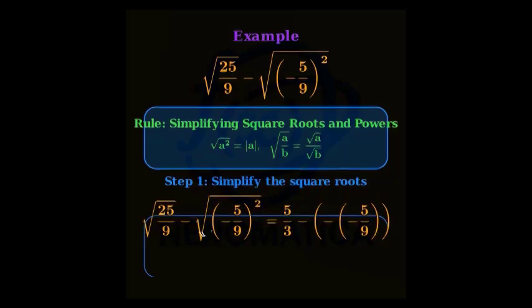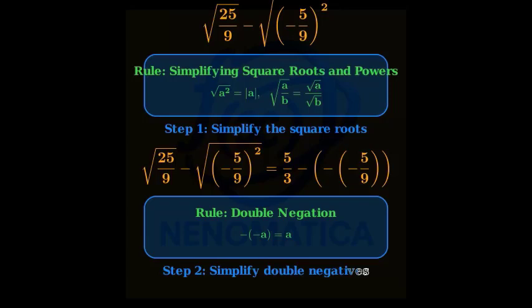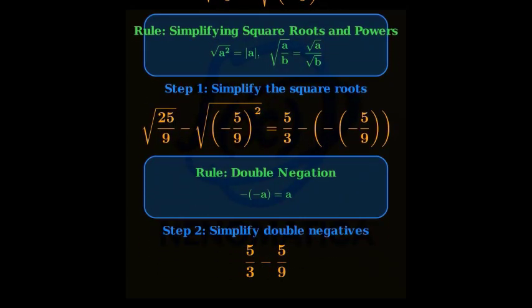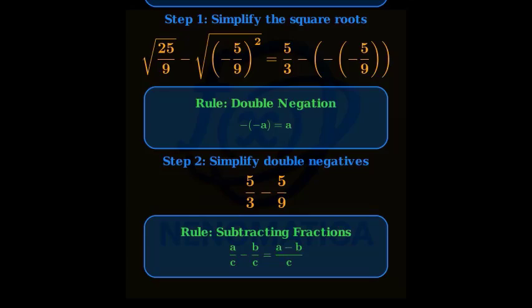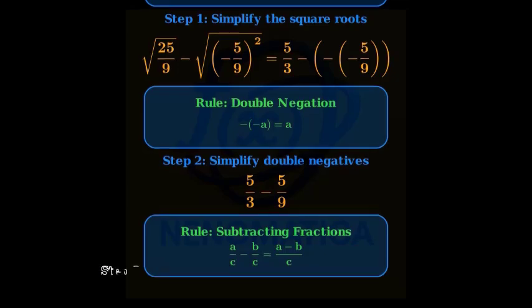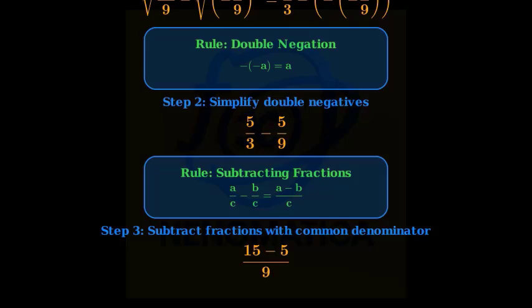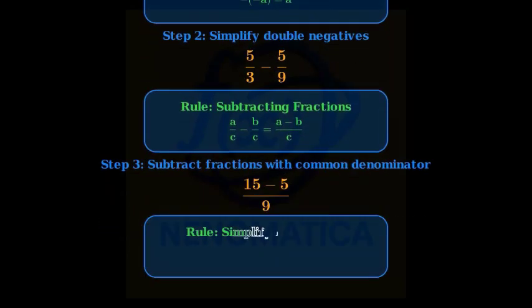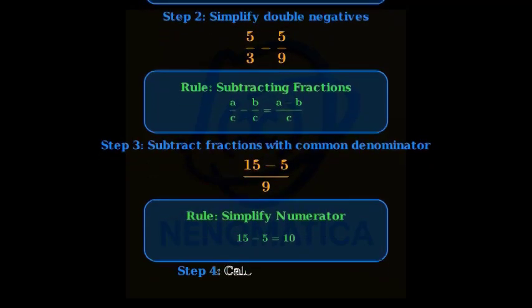Rule: double negation. Minus of minus a equals a. Step 2. Remove the double negative to get 5/3 minus 5/9. Rule: subtracting fractions with a common denominator. a over c minus b over c equals a minus b all over c. Step 3. Rewrite with a common denominator of 9, giving 15 minus 5 over 9. Rule: simplify the numerator, 15 minus 5 equals 10. Step 4. The result is 10/9.